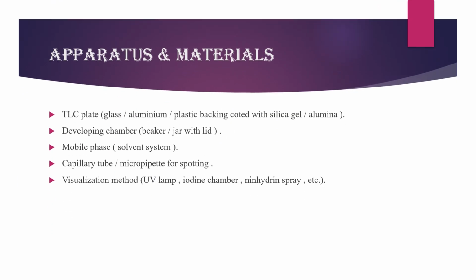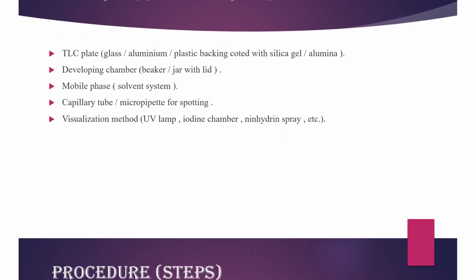The materials required for TLC include a TLC plate made of glass, aluminium or plastic and coated with silica gel or alumina. A developing chamber with a lid is used for the solvent system. A capillary tube or micropipette is used for spotting. Visualization methods include UV lamps and different chemical spray reagents.